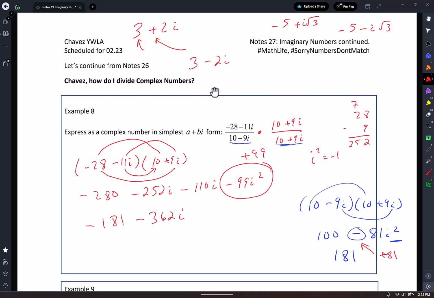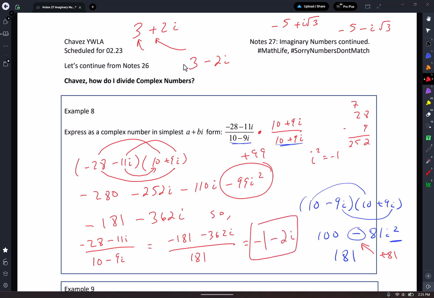So in the bottom of this, so I'm going to say so, negative 28 minus 11i divided by 10 minus 9i is nothing more than negative 181 minus 362i divided by a positive 181. And if it does go in, we reduce it, and it does. So it looks like it's negative 1. And then 181 times 2, let me make sure, 18 is 36. Yep, it's perfect. Minus 2i. So there it is. That's my answer.